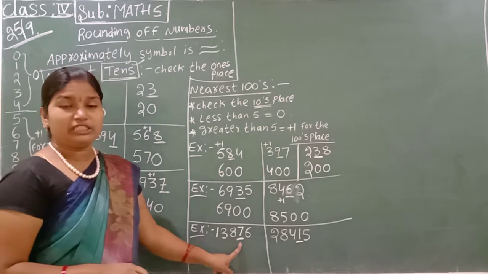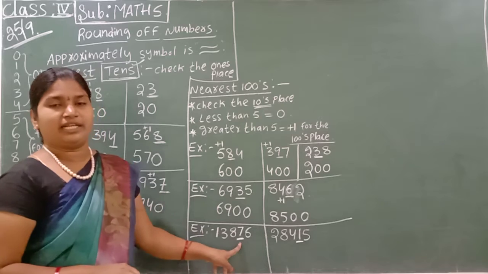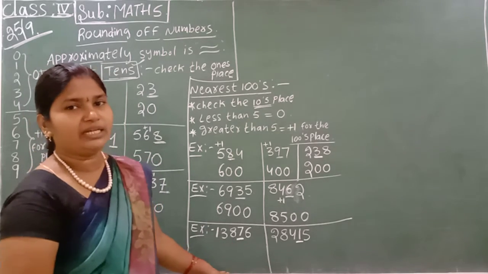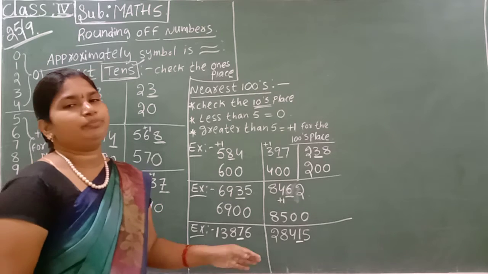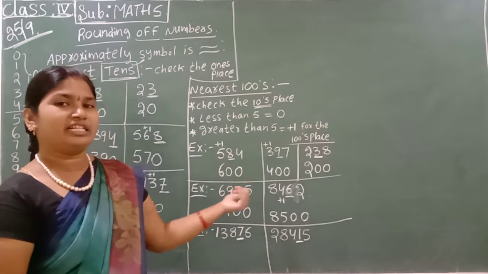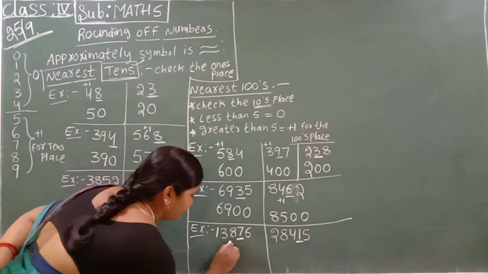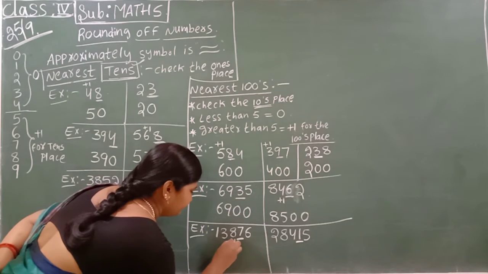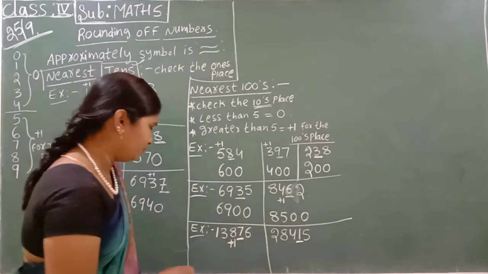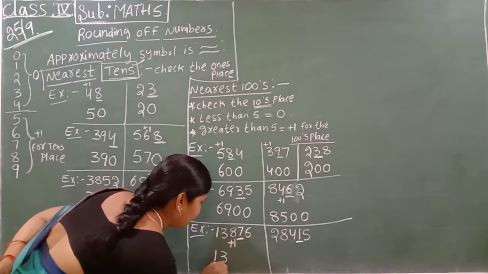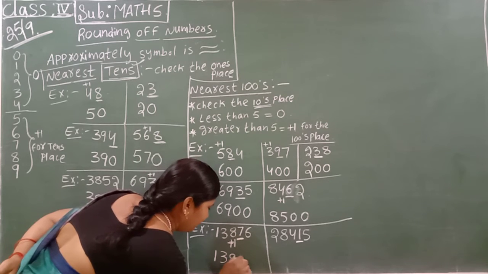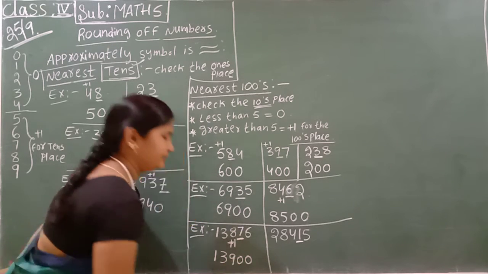Here, which number is there in the tens place? 7 is there. Compared to 5, it is big number or small number? Big number means add 1 for the hundreds place. Add 1. Add 1 for the hundreds place. What you are getting? 13,008 plus 1, 9. Remaining two numbers 0.